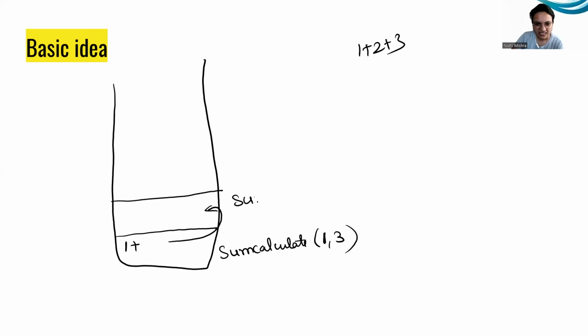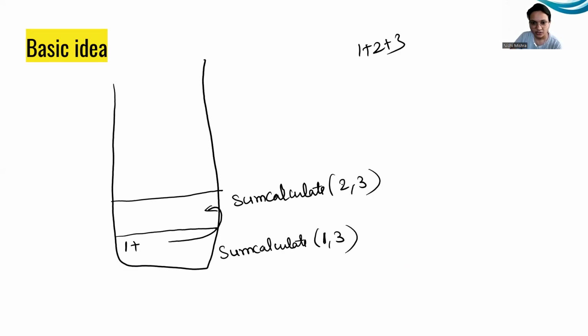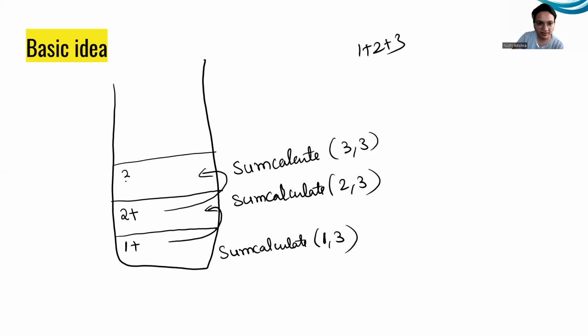What is this? Sum calculate 1 plus 1, 2, 3. Now, is my condition satisfied? I is greater than n, 2 is greater than 3? No. So it will return me 2 plus this one, the answer from this. What is this? Sum calculate 3, 3. Is I greater than n? No. So it will give me 3 plus the answer from this.